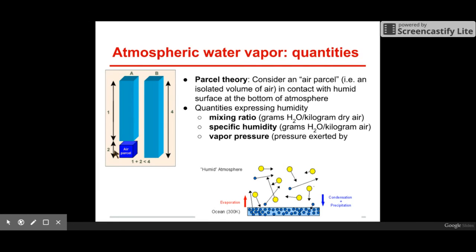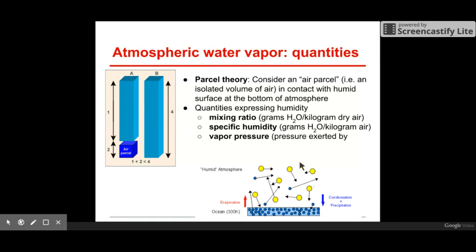This would be illustrated by this little cube at the bottom of this figure over here. This parcel stands in contrast with this column of air here, column B. A column of air extends from the surface of the Earth all the way up to the top of the atmosphere, whereas a parcel is much more limited in its reach. This parcel in particular is in contact with the surface of the Earth, and that is an assumption we'll make for all the air parcels in this particular section.